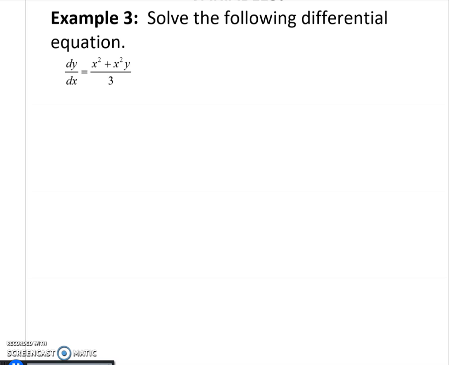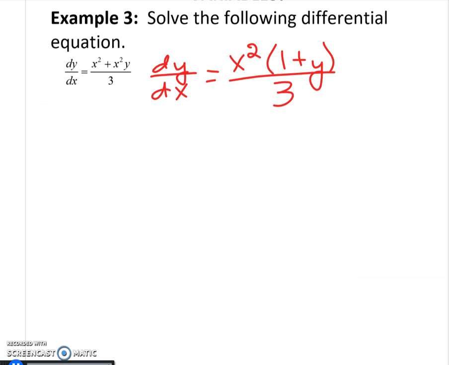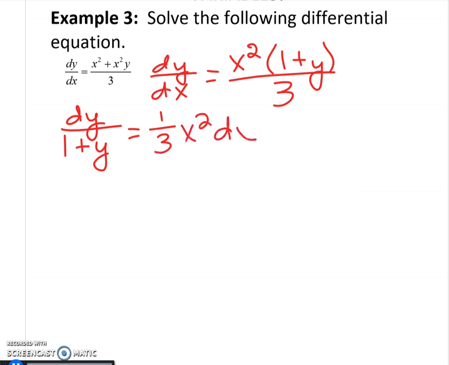I do happen to notice that I could write it, if I factor out an x squared, this is 1 plus y, like that. Then in terms of separating it, the 1 plus y, since it's being multiplied by the x squared and then divided by 3, I can move the 1 plus y to the left by dividing it. So if I divide it, I get dy over 1 plus y equals, and then the dx I can move to the right by multiplying it.